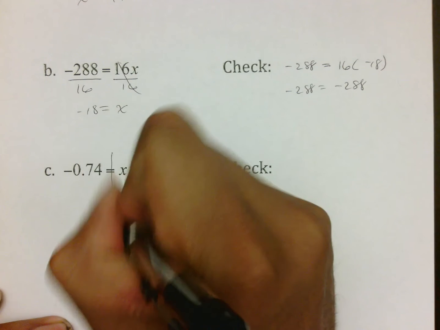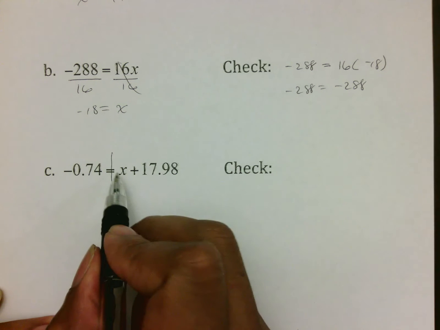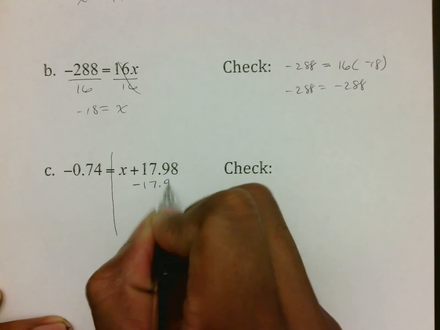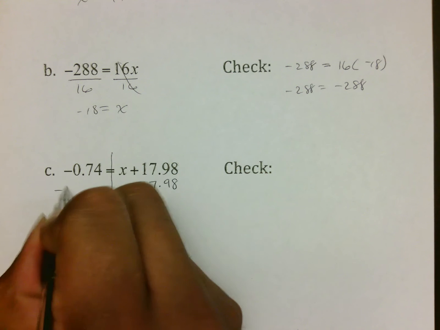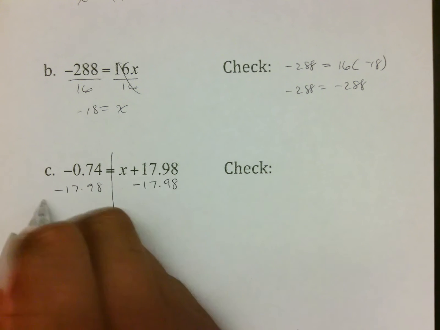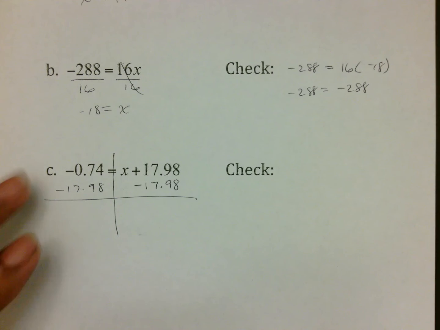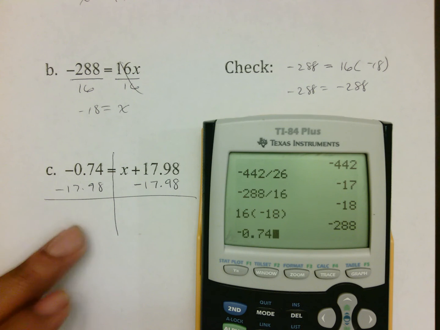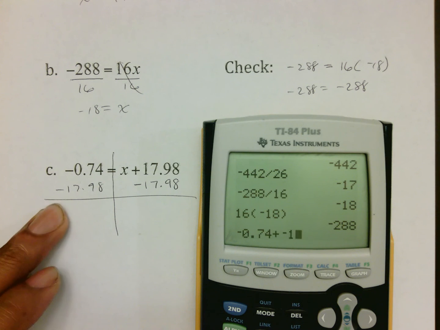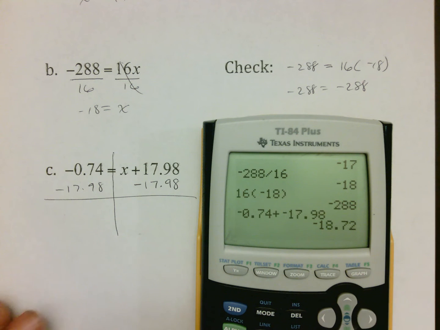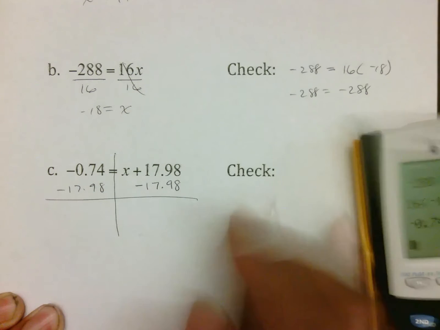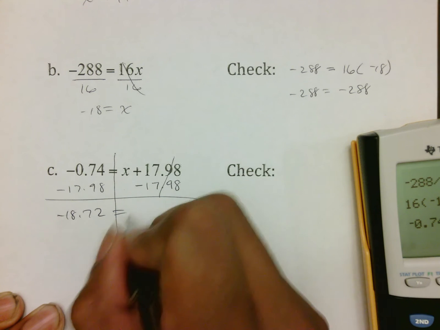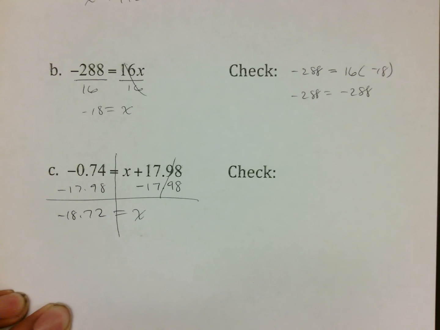Here again, because this is a plus, I'm going to go ahead and use this. Has x plus 17.98. That means we just move a positive 17.98 by putting a negative 17.98 on both sides. Nothing big. And then you just use your calculator programming to type this in. So negative 0.74 plus negative 17.98, which gives us negative 18.72, equals, that cancels, equals x.